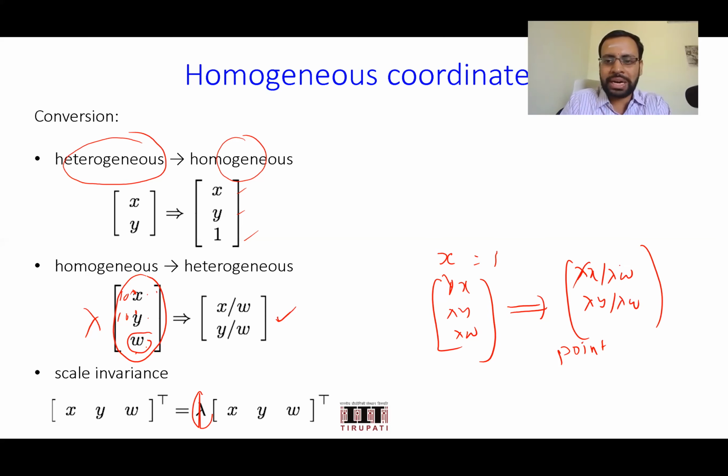So this lambda and lambda get cancelled, and I would end up with x by w and y by w itself. That is all scale invariance is about. Because when you multiply all three elements of the vector with the same scale, in order to get the point you are going to normalize your vector of three elements with the last element, so you would end up with the same point. That's all.